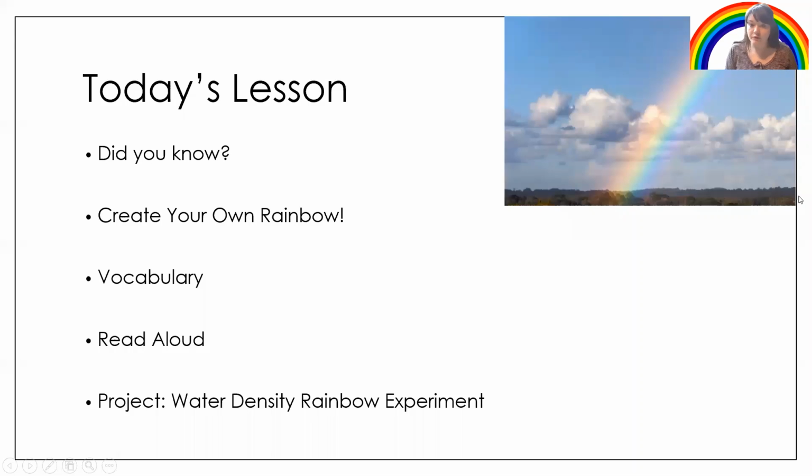Here is our overview. We're going to start like we do every Clubcast with a little did you know, to get our brains going, and then create your own rainbow. This is going to be our movement activity for today. Unfortunately, it's a little cloudy. Oh, I kind of see the sun coming out. You can either use the sunlight or a flashlight, a cup of water, and a piece of white paper to see some rainbow prisms, just as easy as that. Then we're going to go into talking about some vocabulary. We have a read aloud, and then I have our final project of the day, which is our water density rainbow experiment.